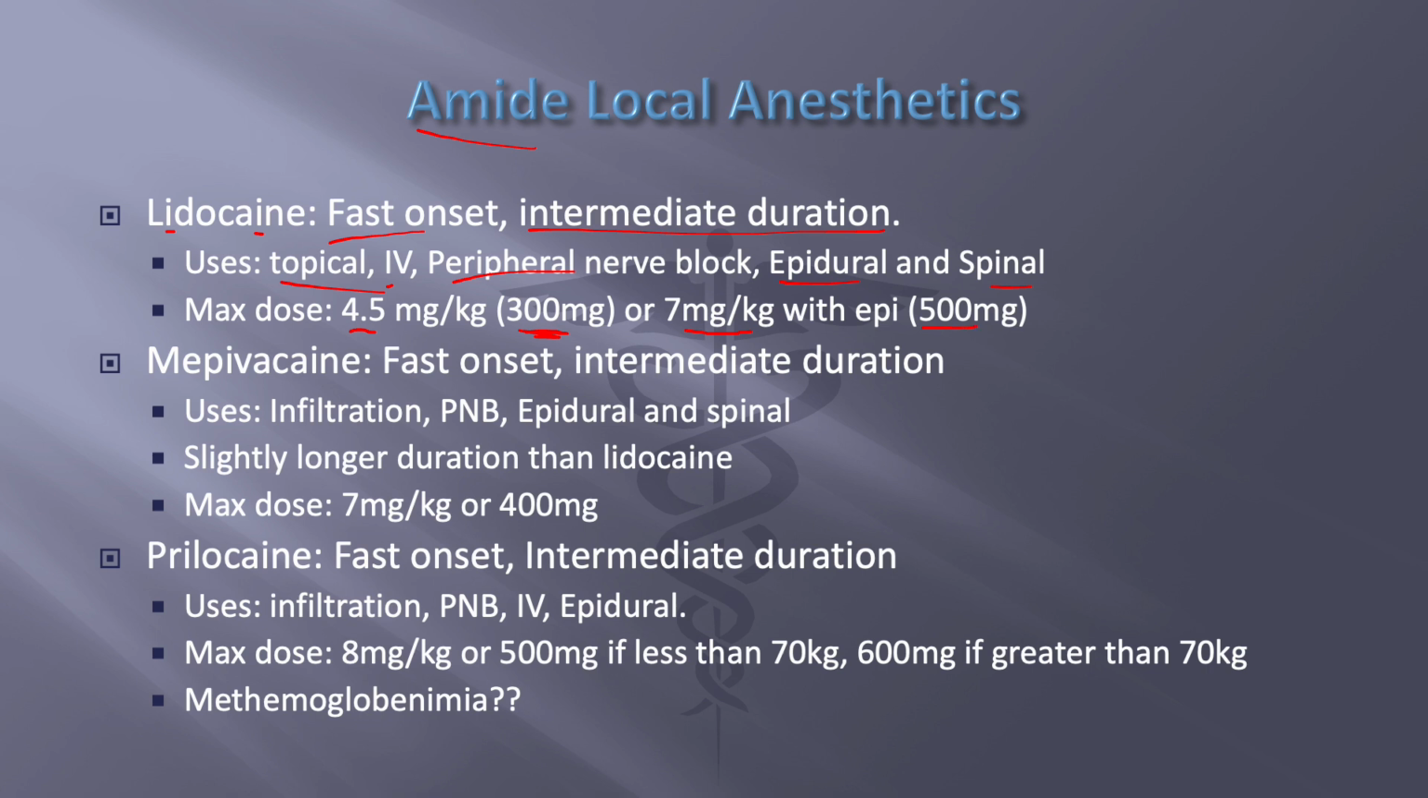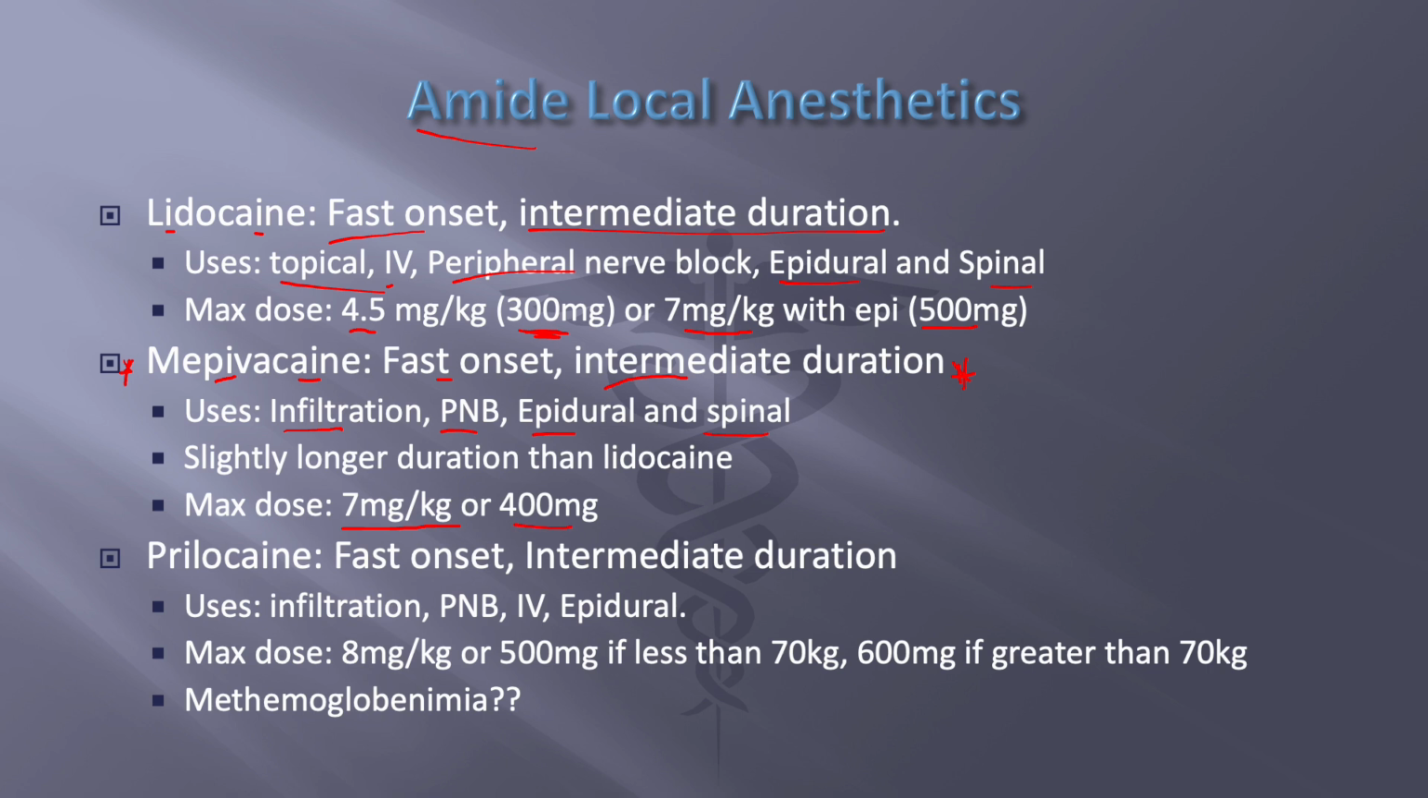All right, the pivocaine, okay, another amide local anesthetic because we have two I's. It also has a fast onset and intermediate duration. Uses are infiltration, peripheral nerve block, epidural, and spinal. Most commonly, we use this for our spinal doses for our total joints at our main hospital due to its a little bit shorter duration than bupivacaine. Spinally, it gives you about 2 good hours, 2.5 good hours of spinal anesthesia. Max dose is going to be 7 milligrams per kilo or 400 milligrams.